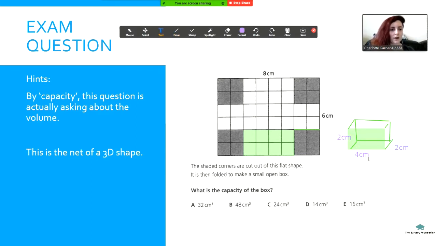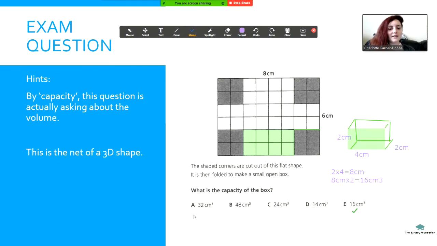So if I was measuring out the capacity of this box, I'd be doing 2 times 4 times 2. So I know that 2 times 4 is 8 centimetres squared, and then I'd do the 8 centimetres multiplied by the remaining 2 centimetres, which gets me 16 centimetres cubed. So the correct answer for this one has to be E as a result.